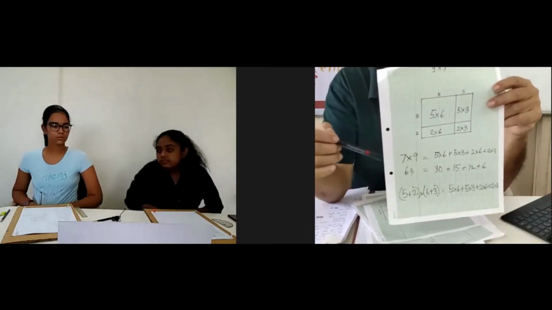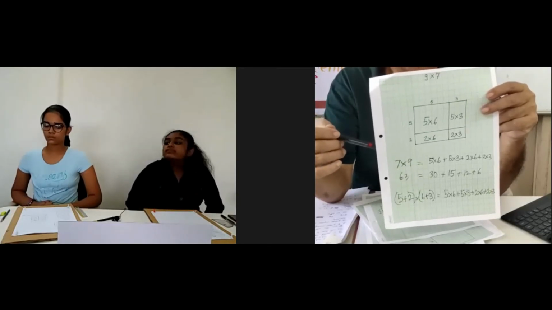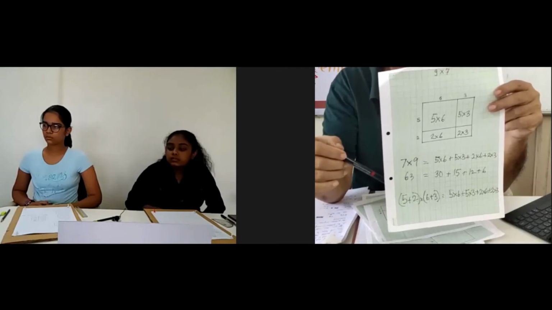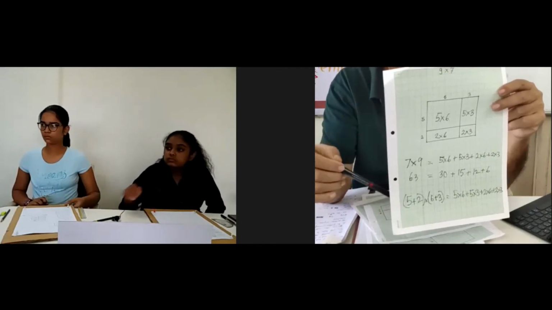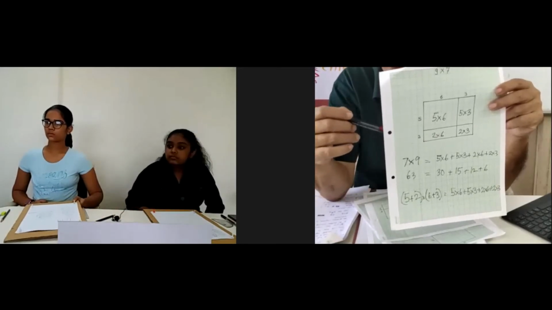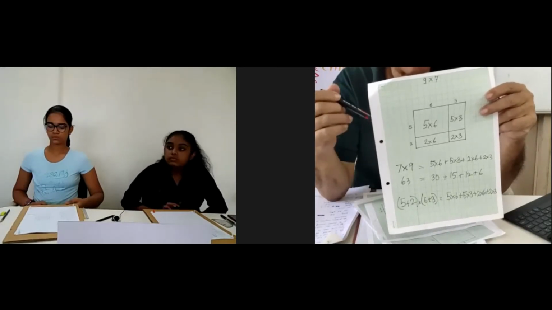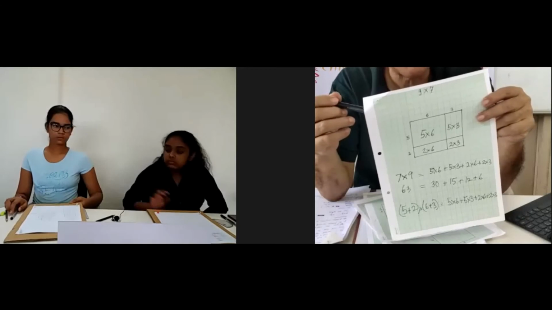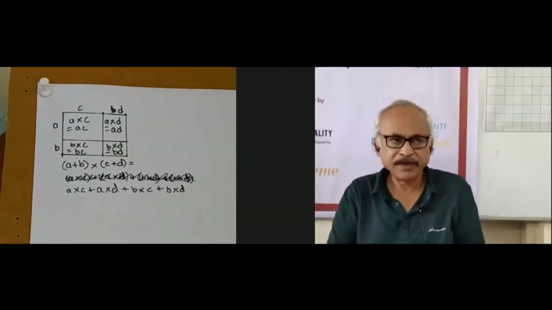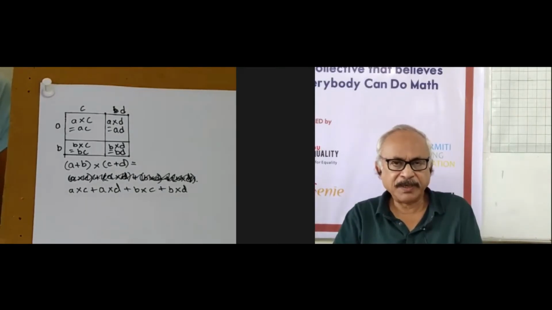So now if instead of 5, 2, 6, and 3, I have A, B, C, and D, how will I write it? Please write down using brackets. You have written it? Please let us see what you have written. Very good. A plus B, close brackets, into C plus D. And that is 4 parts.